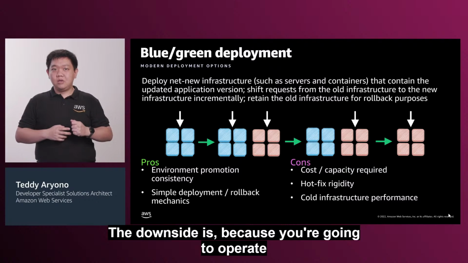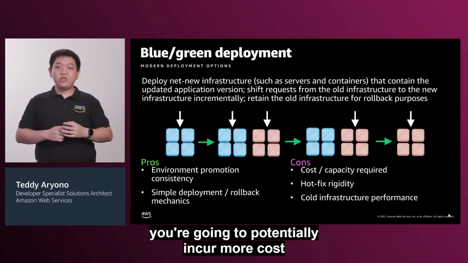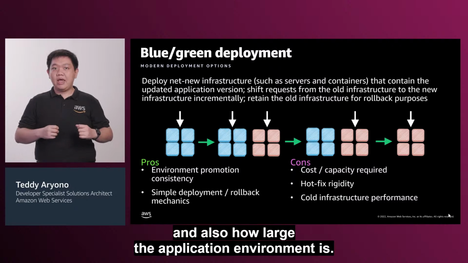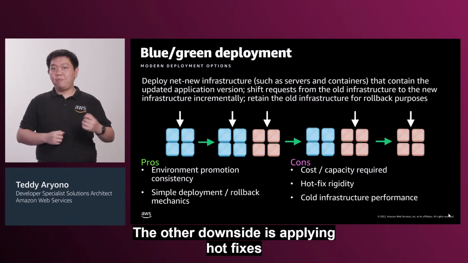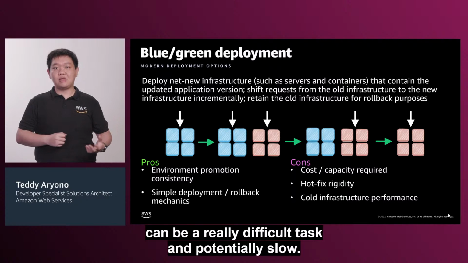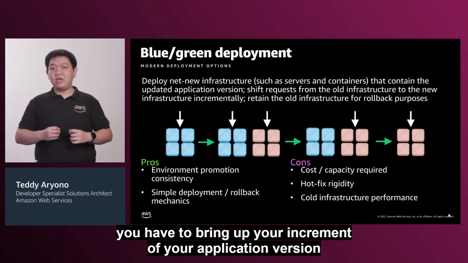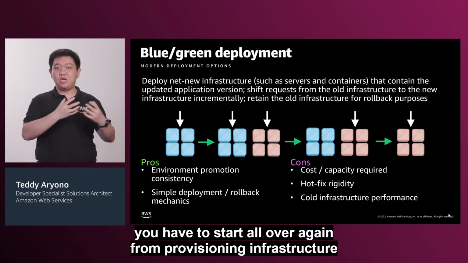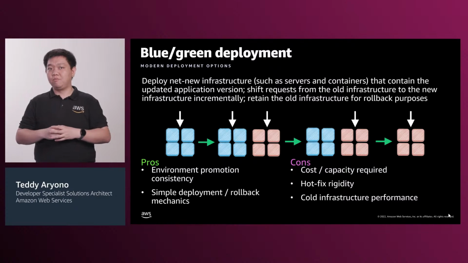The downside is, because you are going to operate these multiple environments for some periods of time, you're going to potentially incur more cost depending on how long they stay up and running, and also how large the application environment is. The other downside is, applying hotfixes can be a really difficult task and potentially slow. If you're running immutable infrastructure, you have to bring up your increment of your application version to be deployed in a whole new set of infrastructure. You have to start all over again from provisioning infrastructure, and that can often take a lot more time than just making a quick code change.